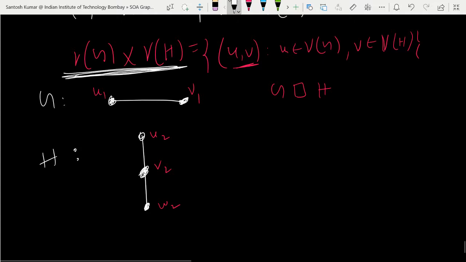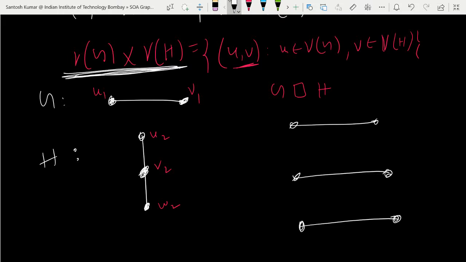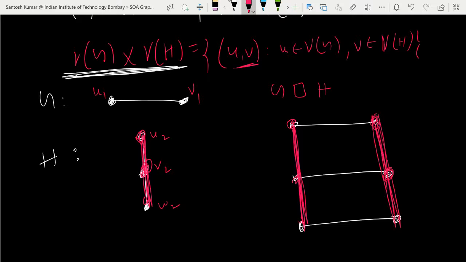So let me make the graph. 2 times 3 is 6, so 2 vertices, 3 times: once, twice, and thrice. So this G will come 3 times because we have to make 6 vertices. And I will make this one here. You join these, this is one copy of H and this is your other copy of H. So this graph you are looking at is the Cartesian product of G and H.